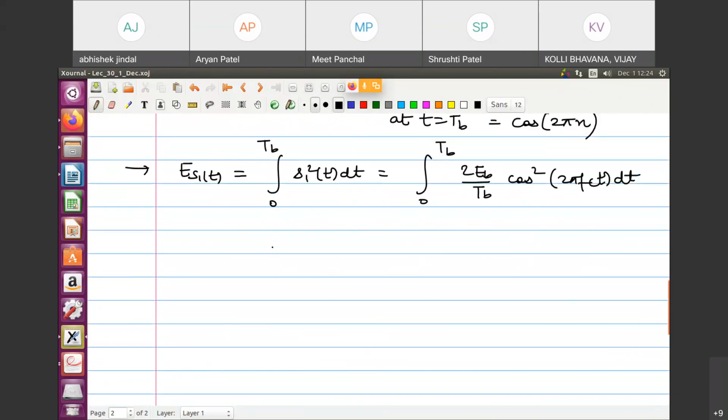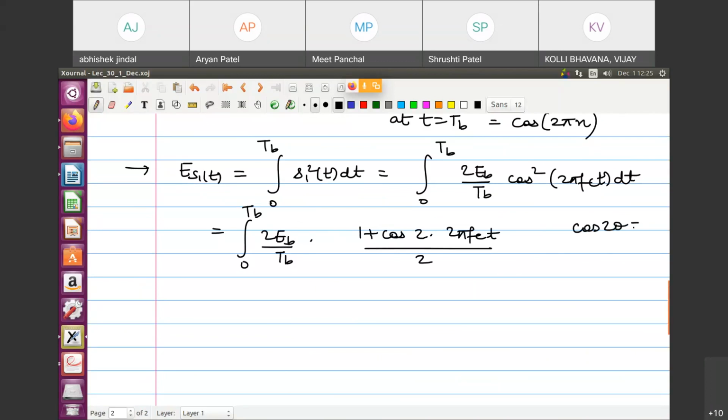I think you must be remembering this from the signals and systems days, but still I am doing it so that it is complete and in a single place. Now cos square theta you can write as, cos 2 theta is 2 cos square theta minus 1. So it is 1 plus cos 2 theta by 2 dt.